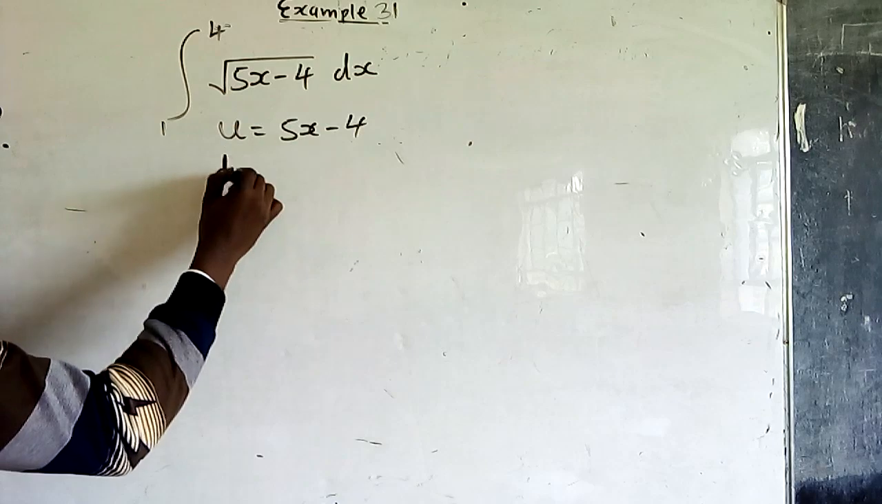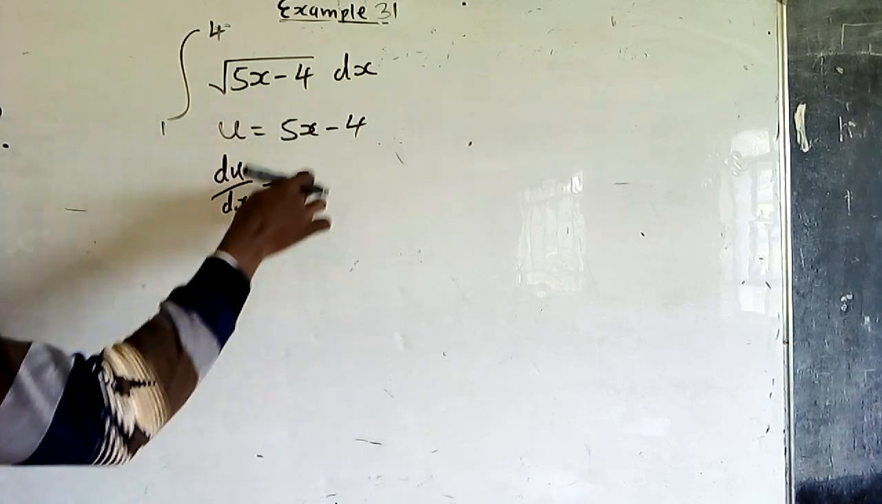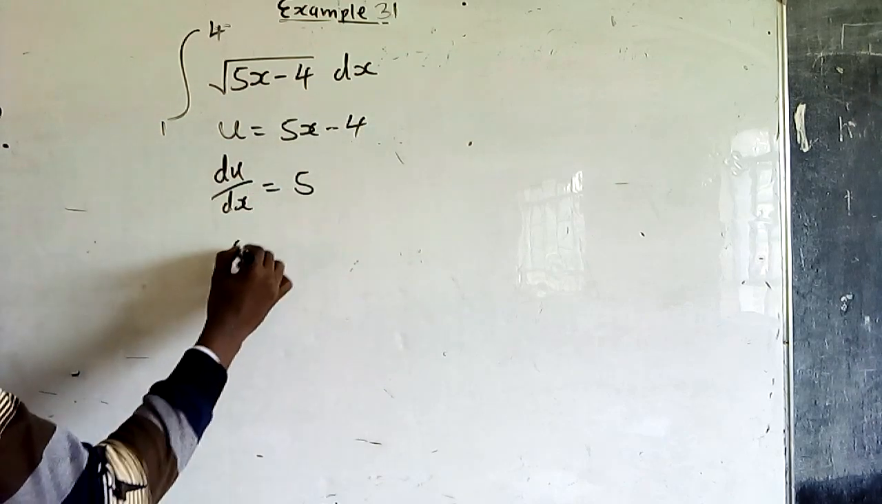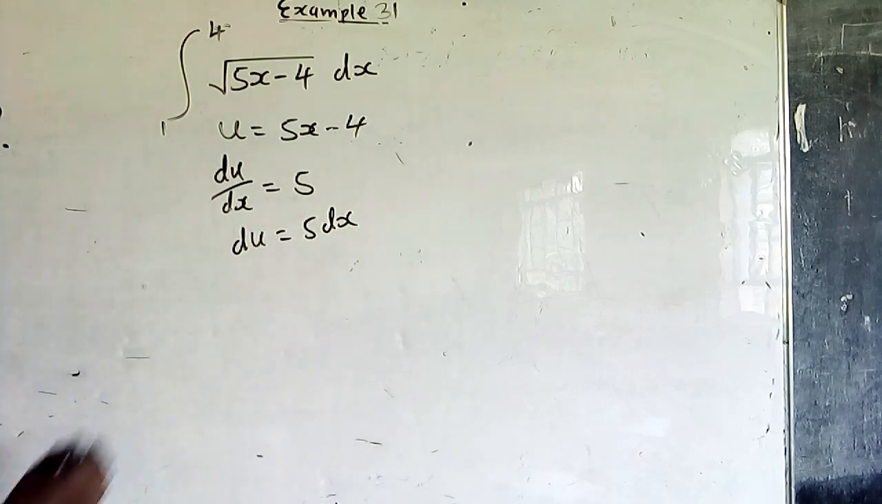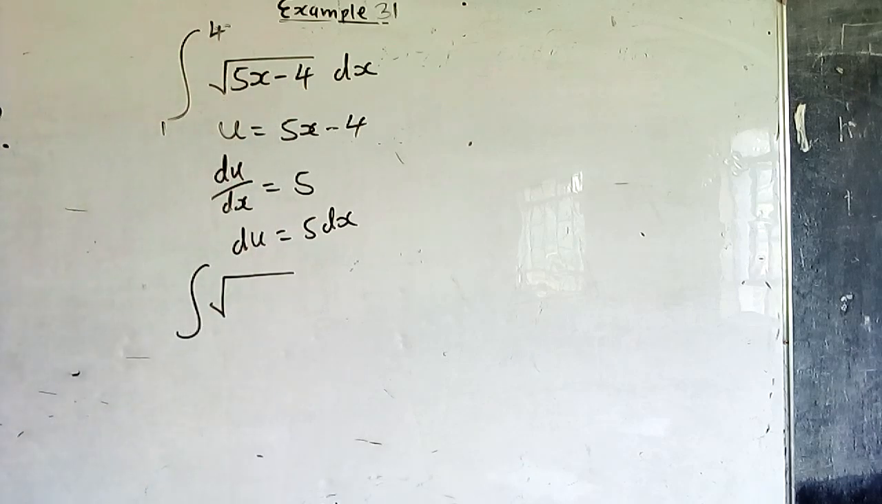So if you differentiate u with respect to x, you differentiate 5x, you get 5. If you differentiate a constant, you get 0, isn't it? Yes. You take 5 to the other side, you get du is equal to 5 dx. Then you go and substitute. You have limits, you will only put them at the end of the process, okay?